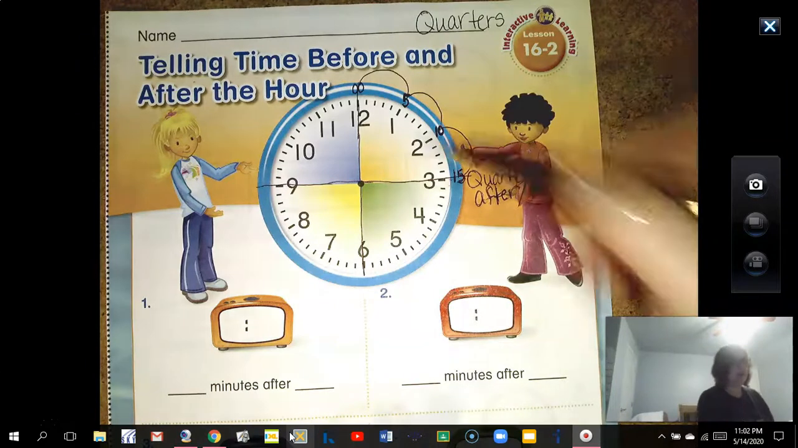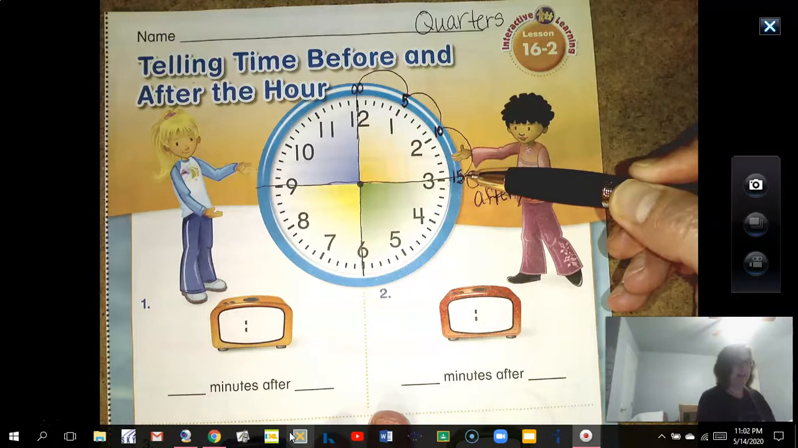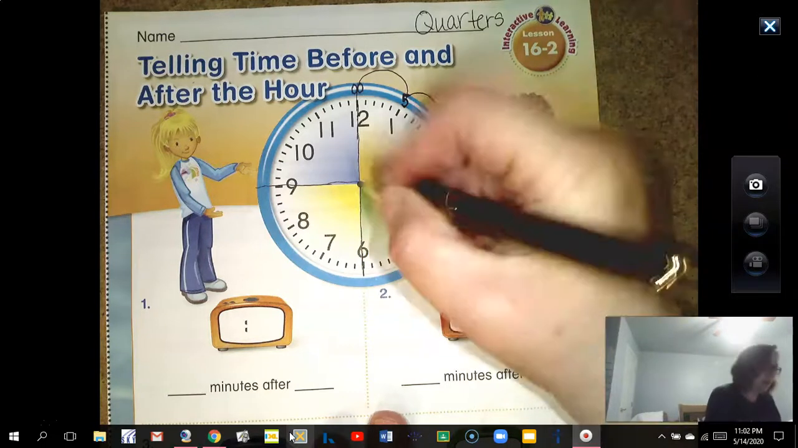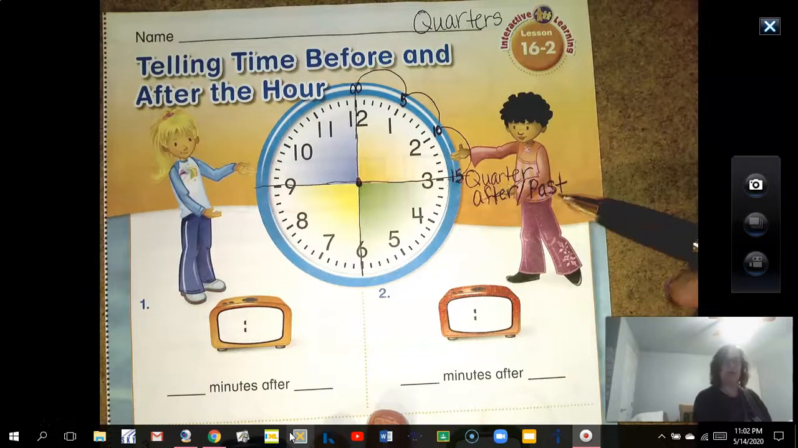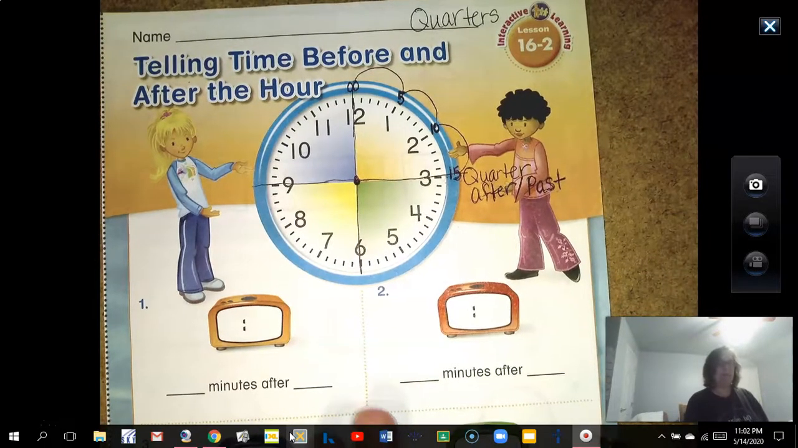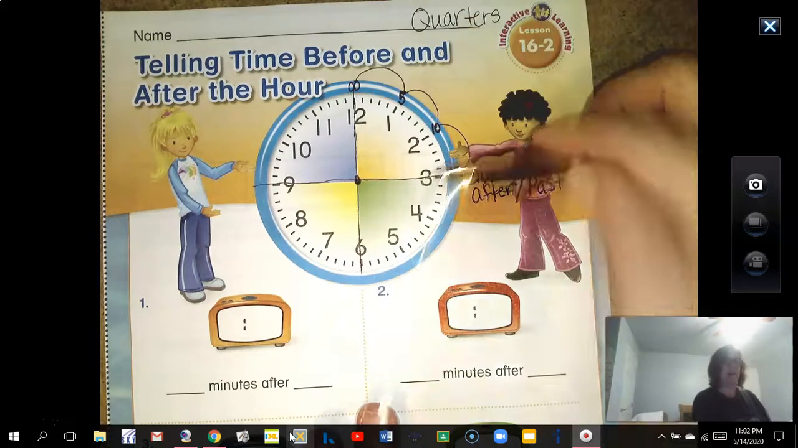Okay? So whenever that minute hand, or the longer hand, is over here on the 15, it's quarter after or quarter past. Okay? This is a quarter of the clock. 1 part out of 4.